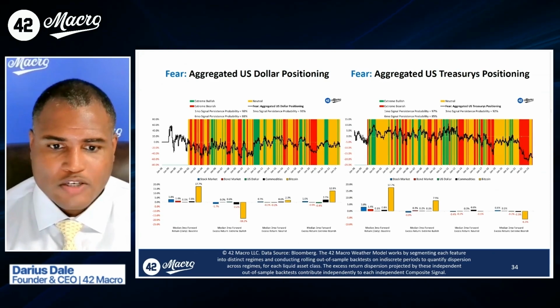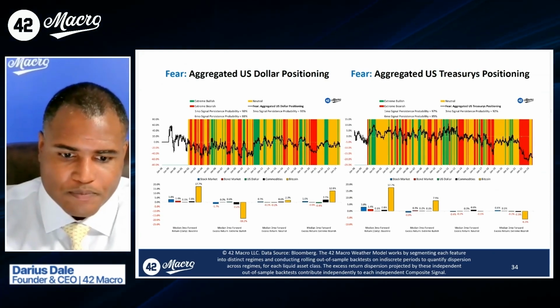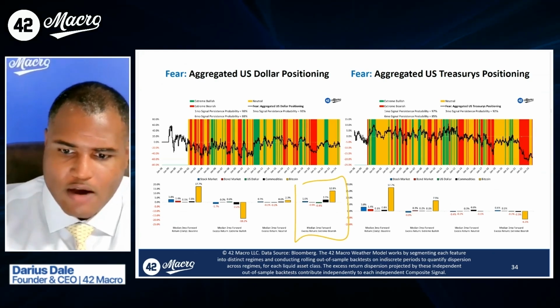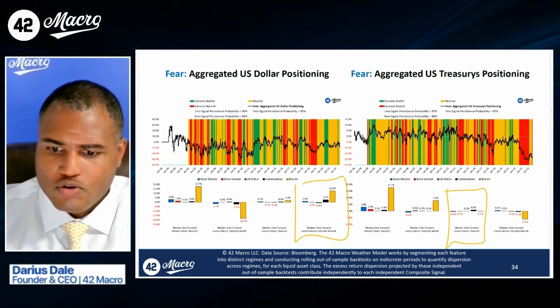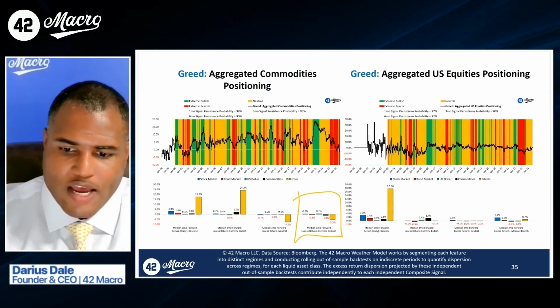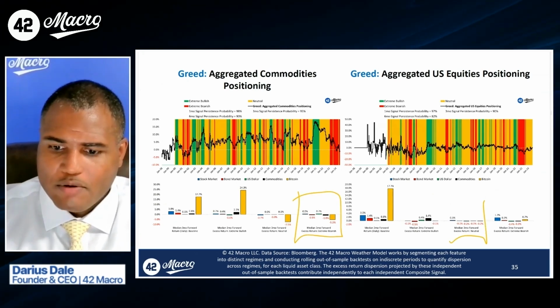And then finally, with respect to aggregated positioning in the U.S. dollar, I want to say is an extreme bearish position right now. Aggregated positioning in the treasuries market is neutral. Aggregated positioning in the commodities asset class is an extreme bearish position right now. And then finally, aggregated positioning in equities is neutral.